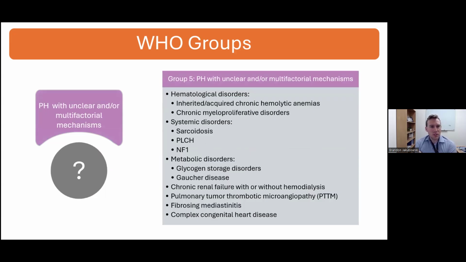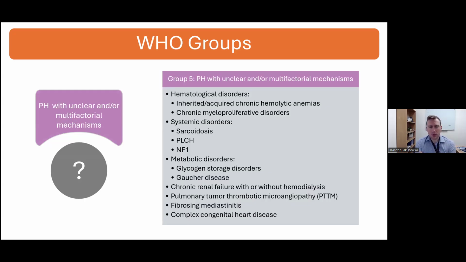And then our last grouping is really this group 5, which is the multifactorial or unclear mechanisms. And this includes patients that have hematologic disorders. So we see the chronic hemolytic anemias, primarily sickle cell anemia, along with chronic myeloproliferative neoplasms. These include polycythemia vera, essential thrombocythemia. We've lumped sarcoidosis, pulmonary Langerhans cell histiocytosis, and neurofibromatosis into this category, along with some of these metabolic disorders, glycogen storage disorders, and Gaucher's disease.